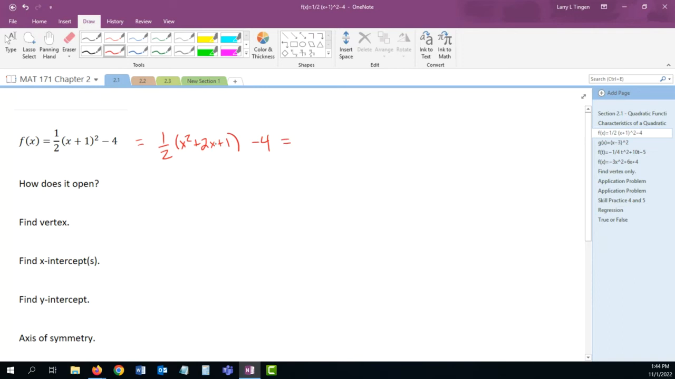Right, x plus 1 times x plus 1 is x squared plus 2x plus 1. Distribute the 1/2. That's 1/2 x squared plus 1/2 times 2 is 1, plus 1/2 minus 4. And I'm looking at 1/2 x squared plus x. 1/2 minus 4 is negative 7/2. Yep, so a is 1/2, which means a is positive, so it opens up.